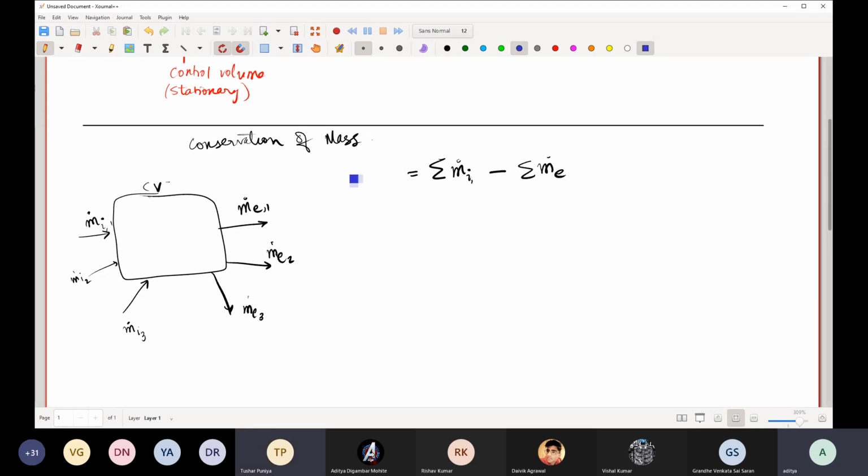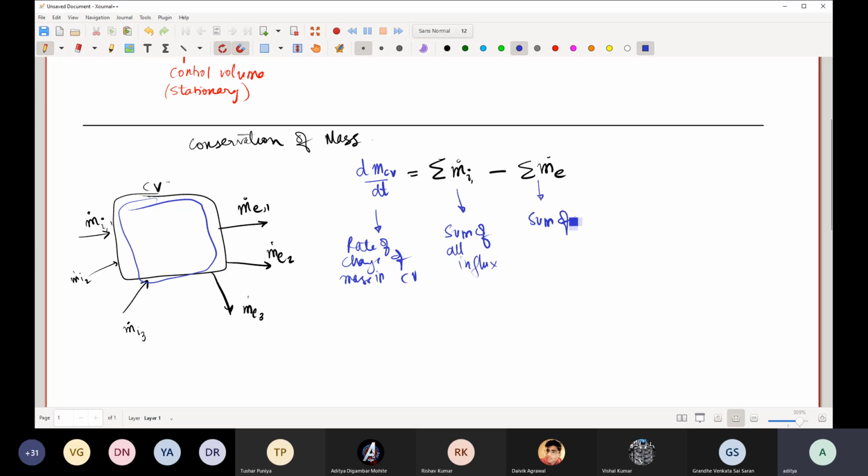What will the rate be? The rate of change of mass in the control volume. Very good. So I will simply write it as dm_cv/dt. This is the rate of change of mass in the control volume, meaning this control volume. This is the sum of all influxes. This is the sum of all outfluxes, effluxes, whatever you want to call it. Okay, and it's as simple as that. There is nothing much to discuss in this apart from this particular concept.